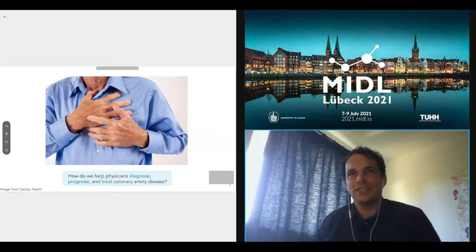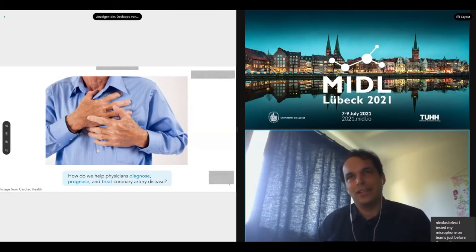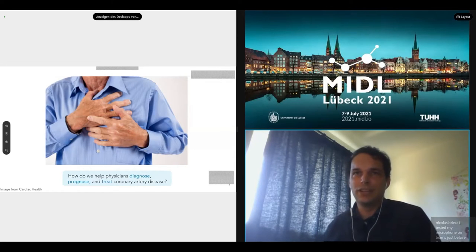So here you can see a patient who is holding his chest. He obviously has chest pain, and there can be multiple reasons for that. He could be stressed, or it's also plausible that he has symptoms of coronary artery disease. And at Heartflow, we are very much dedicated to this case. We want to help physicians diagnose, prognose, and treat coronary artery disease.